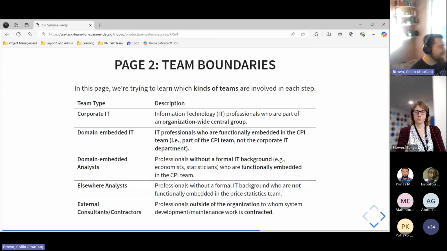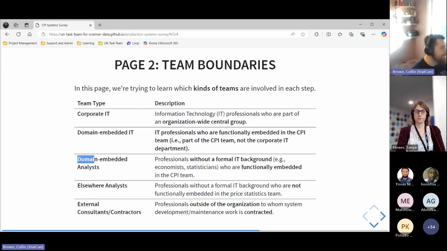We have a category called corporate IT, and the idea is this is basically information technology professionals who are part of an organization-wide central group. The key concept there is IT professionals with a background in computer science, software engineering, IT, something like that, who are not part of the domain. That's in contrast to domain embedded IT, which is similar IT professionals, similar background, similar training, but these individuals are actually part of the CPI domain team. So they're not centralized, and they do have that domain knowledge.